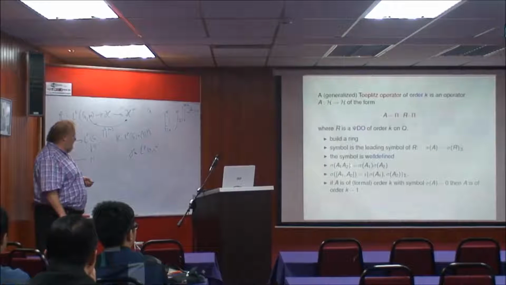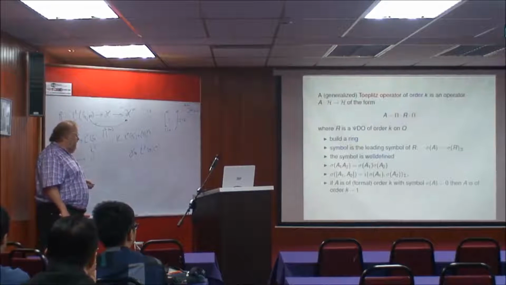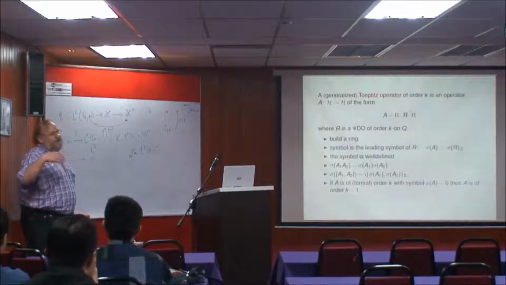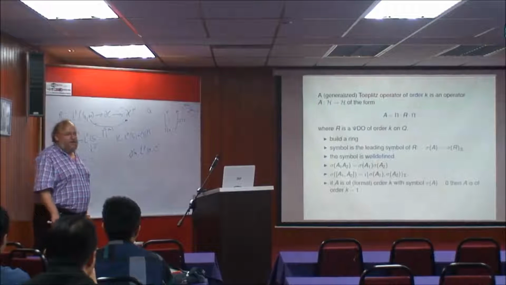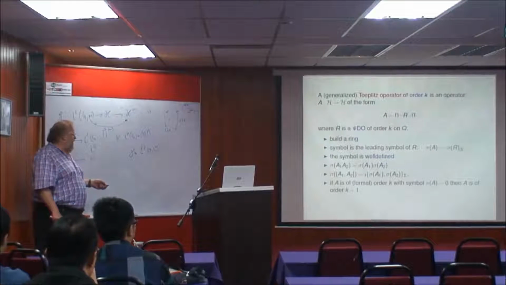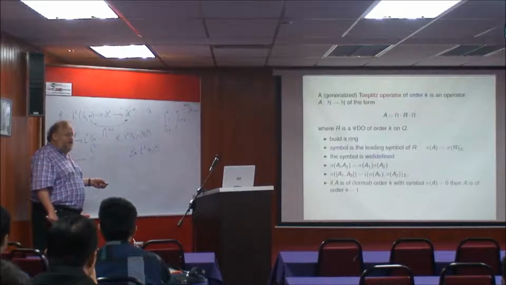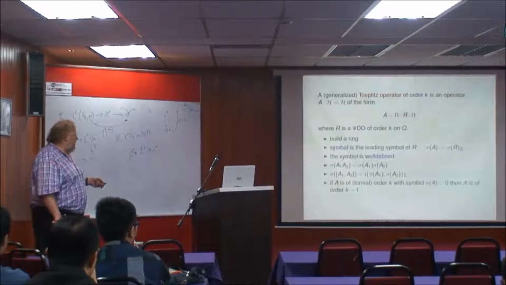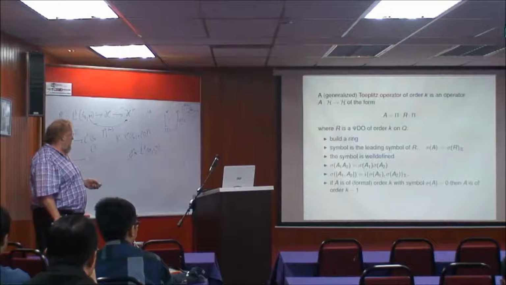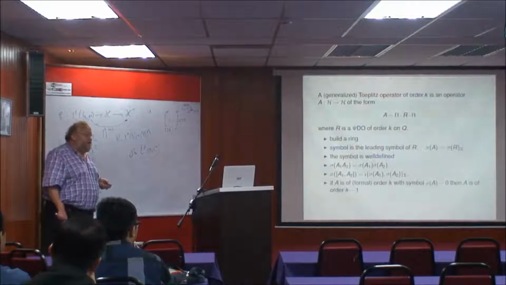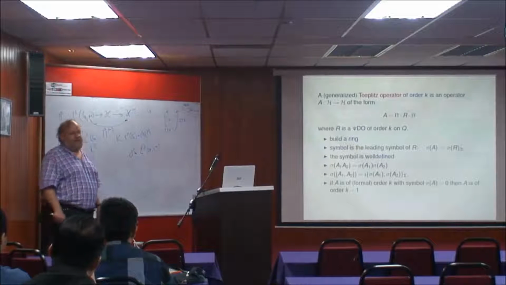We have these relations: if we have the product of operators A1, A2, then its leading symbol will be the product of the leading symbols. This follows from the standard results for pseudo-differential operators. And also, if we have the commutator bracket of these operators, then this one is also a Toeplitz operator, but its leading symbol is given by taking the Poisson bracket of the leading symbols, with respect to the symplectic structure on the symplectic cone.